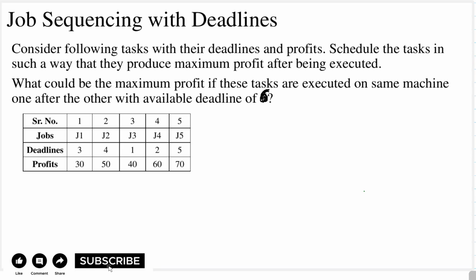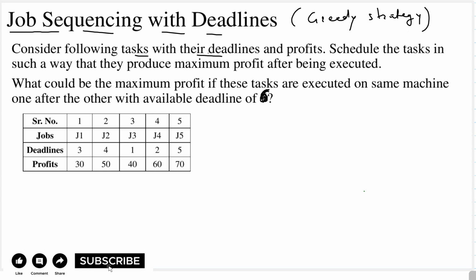Let's start discussing one more problem, which falls under the category of job sequencing with deadlines. This is also another greedy strategy, or greedy algorithm, we could say. In this, we are given some tasks with their deadlines.